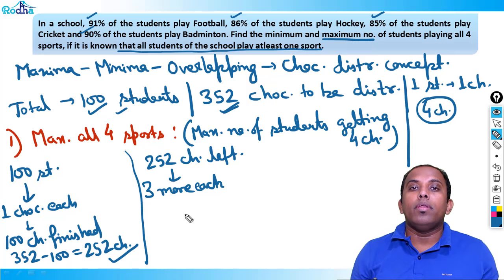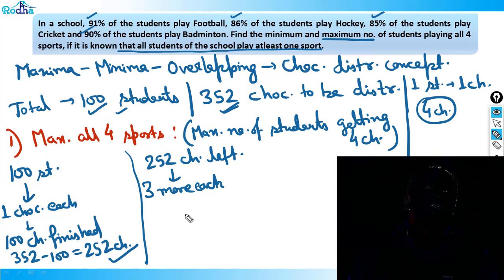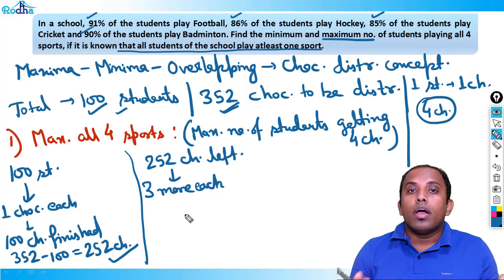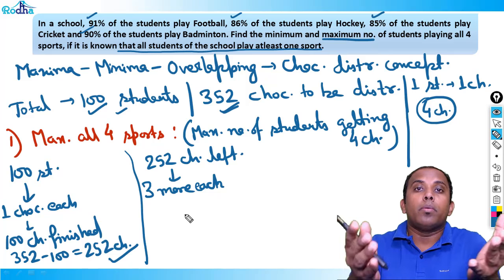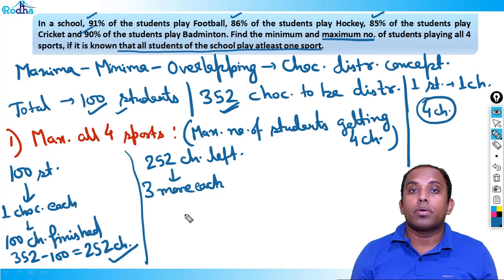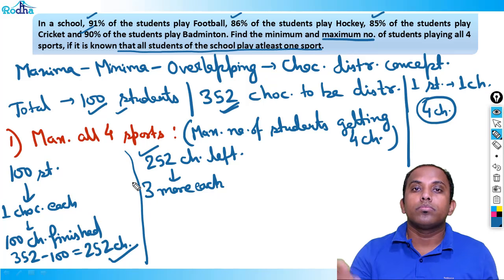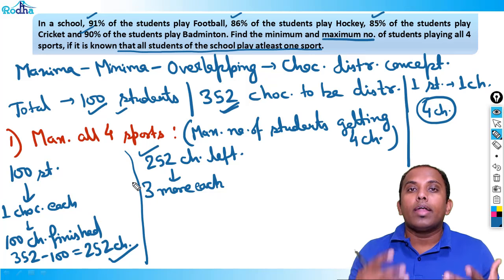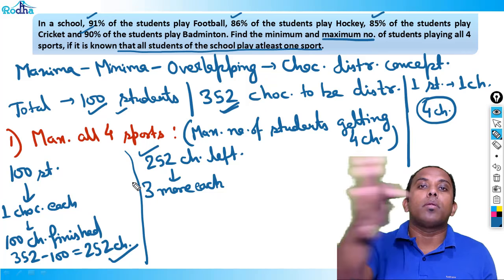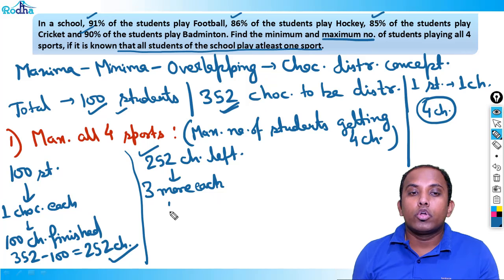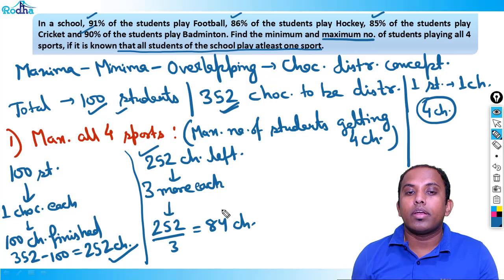So 100 people have to get 3 chocolates each. How will you distribute it? I can't give 3 chocolates to all 100 people because that needs 100 into 3, 300 chocolates, but I have only 252 chocolates. So to how many students at the maximum can I give 3 chocolates each? I have 252 chocolates and want to give 3 each to the maximum number of people, so that is 252 by 3, which is equal to 84.